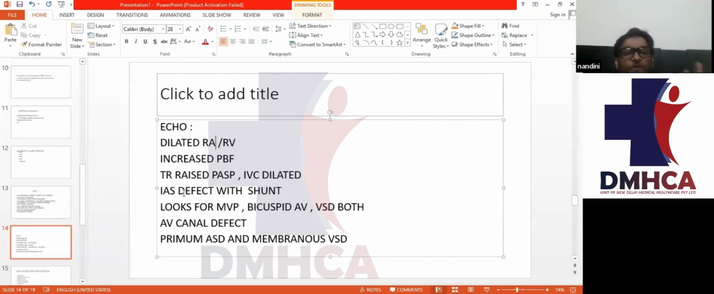We were discussing the causes of RA-RV dilatation. ASD is one cause for RA-RV dilatation. Another important cause is pulmonary embolism. Again, pulmonary embolism is an emergency. If the patient is having RA-RV dilatation because of pulmonary embolism, the patient must be very symptomatic. He must be having hypoxia, shortness of breath. There might be tachycardia or hypotension. The patient might be having dizziness.